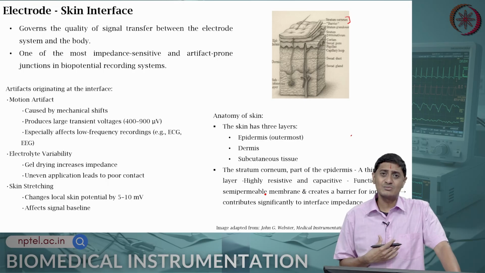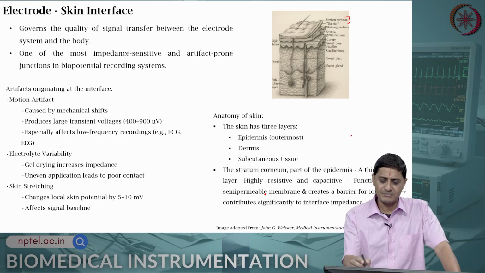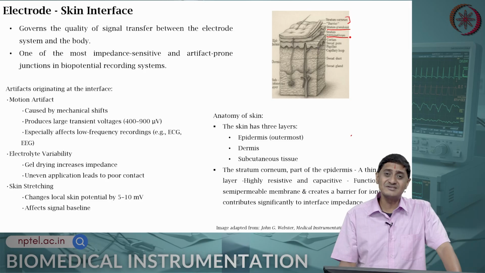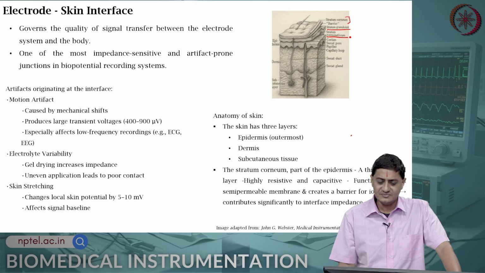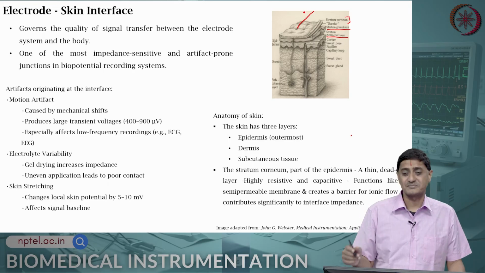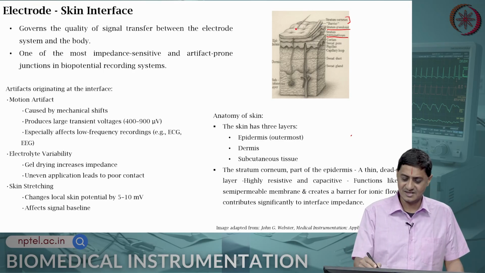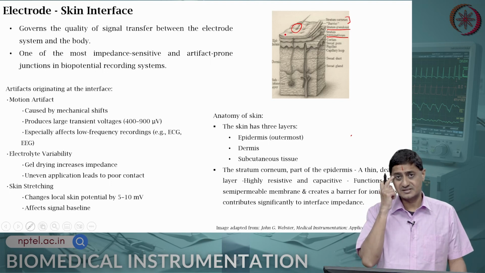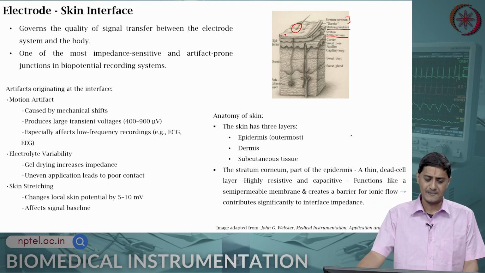Below the stratum corneum is a stratum granulosum, and below the stratum granulosum is a stratum germinativum. These three together form the topmost layer of the skin. Below this is the epidermis. And then you have the deeper layers of the skin. Note that there are also hair cells. There is also hair that is present. You can see that this is the hair cell, and hair also affects recording.